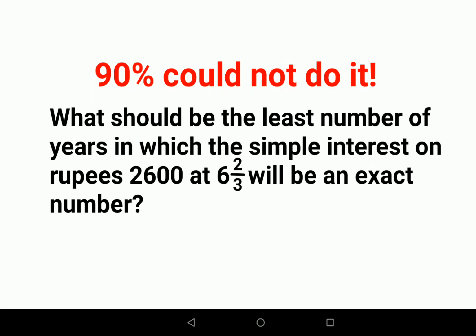The question is, what should be the least number of years in which the simple interest on rupees 2600 at 6 2/3 percent rate will be an exact number. This percentage was not given in the question. This is very simple, but still people did not understand, because in the simple interest formula, you need to multiply principal with number of years with rate upon 100.